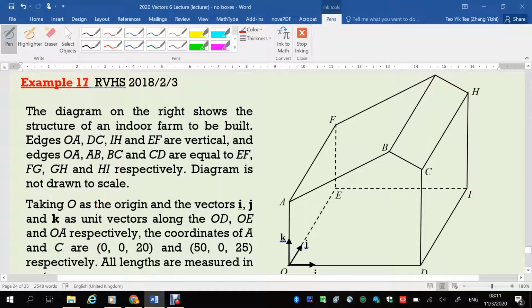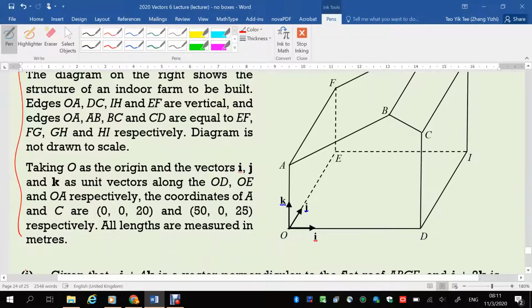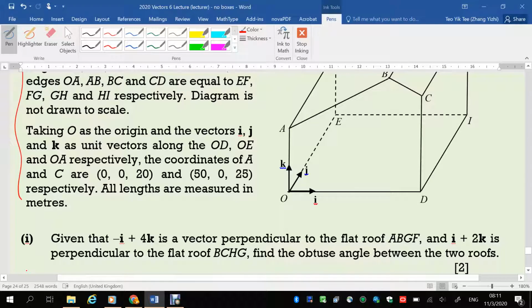In this question, you're given a diagram and two paragraphs of words telling you how to interpret the coordinates of the various points in the diagram. Spend some time reading through the story and make sense of the position vectors of the various points. In part 1, you're given a vector perpendicular to the flat roof ABGF, and another vector perpendicular to the flat roof BCHG. You are supposed to find the obtuse angle between the two roofs.